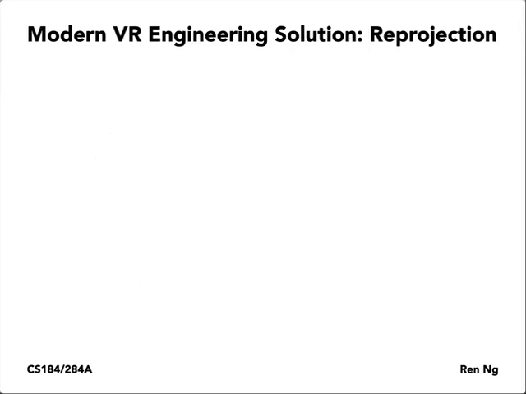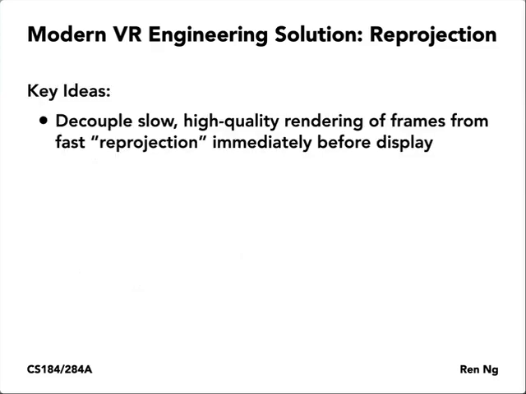In order to maintain that ultra low latency, the end-to-end latency of that three-dimensional illusion that we talked about earlier, within the constraint that you want to do high quality rendering as well, a modern VR engineering solution is something called reprojection. Pretty simple idea, but let me try to walk you through it. The idea is to decouple the slow, high quality rendering of frames from a fast reprojection algorithm that will happen very, very immediately before the physical display of light.